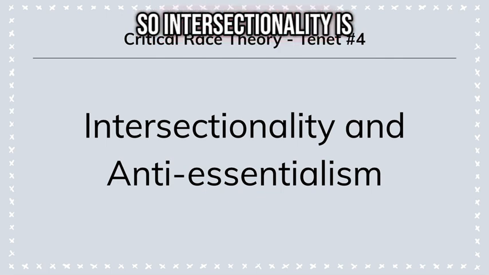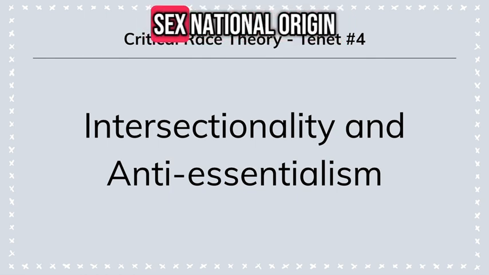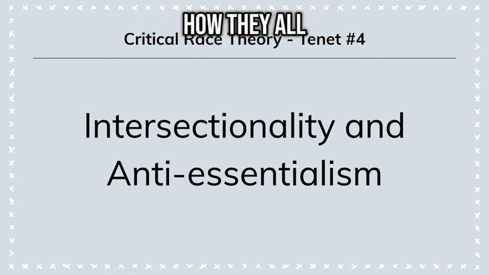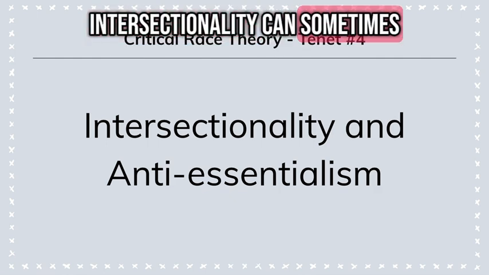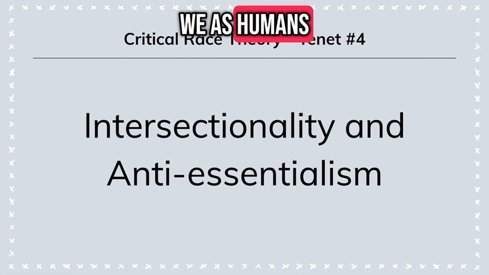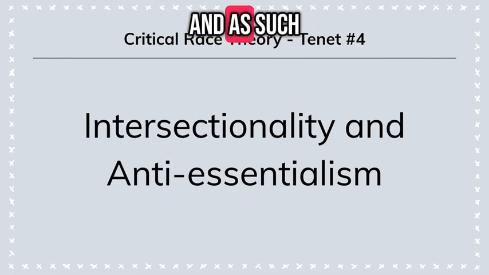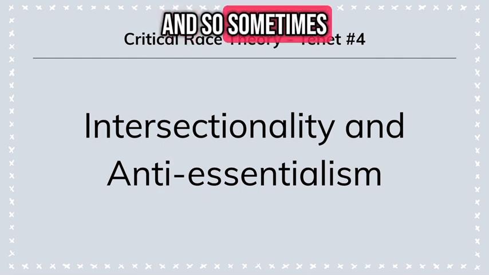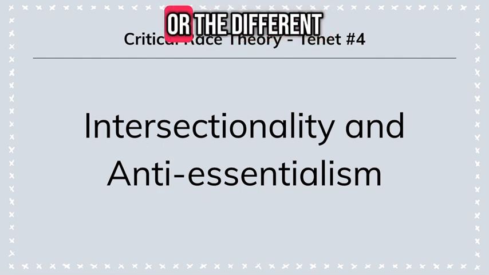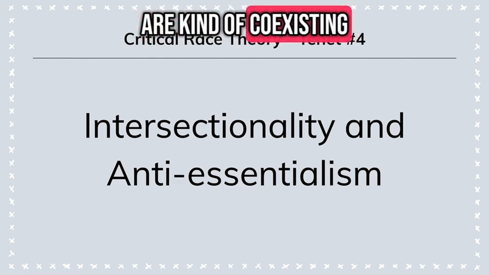The fourth tenet is intersectionality and anti-essentialism. Intersectionality is the examination of how various factors, including class, race, sex, and national origin, all interact and impact various occurrences. Intersectionality can sometimes be hard because we as humans are used in our society to naturally see things through a binary lens. As such, we'll see things as being black or white or green or blue. And so sometimes it's hard to see the multiple layers that occur when different factors are coexisting at the same time.